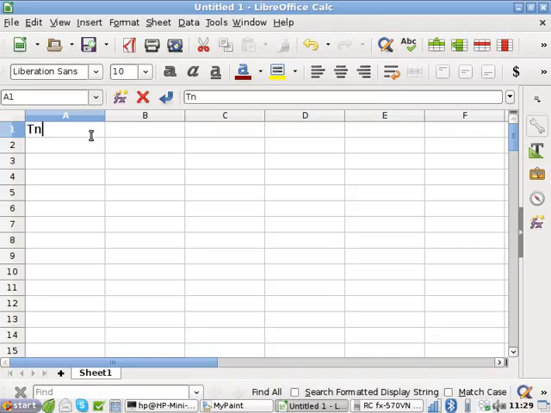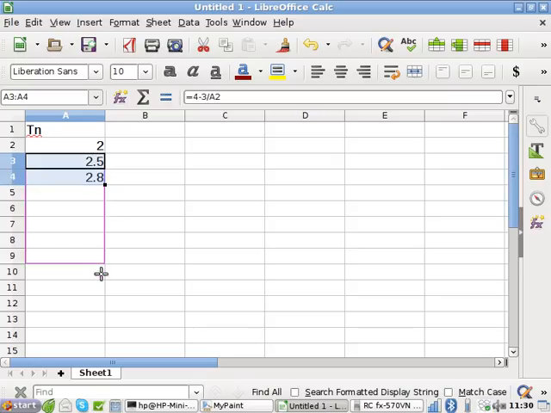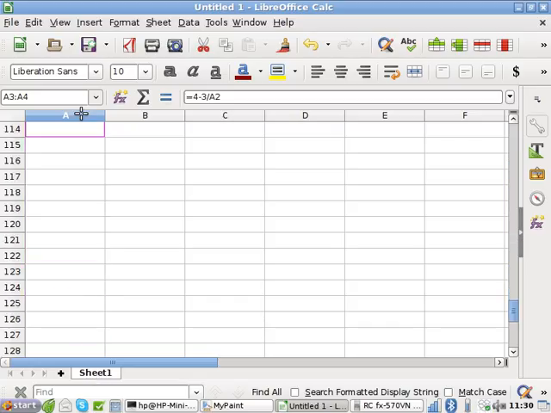Sequence Tn. What did I say the first term was? 2. And my formula was 4 minus 3 over the previous term. So the next one was 2.5, 2.8, and what's the limit? 3. So we'll go up to say the 100th term, and you see I get the 3.